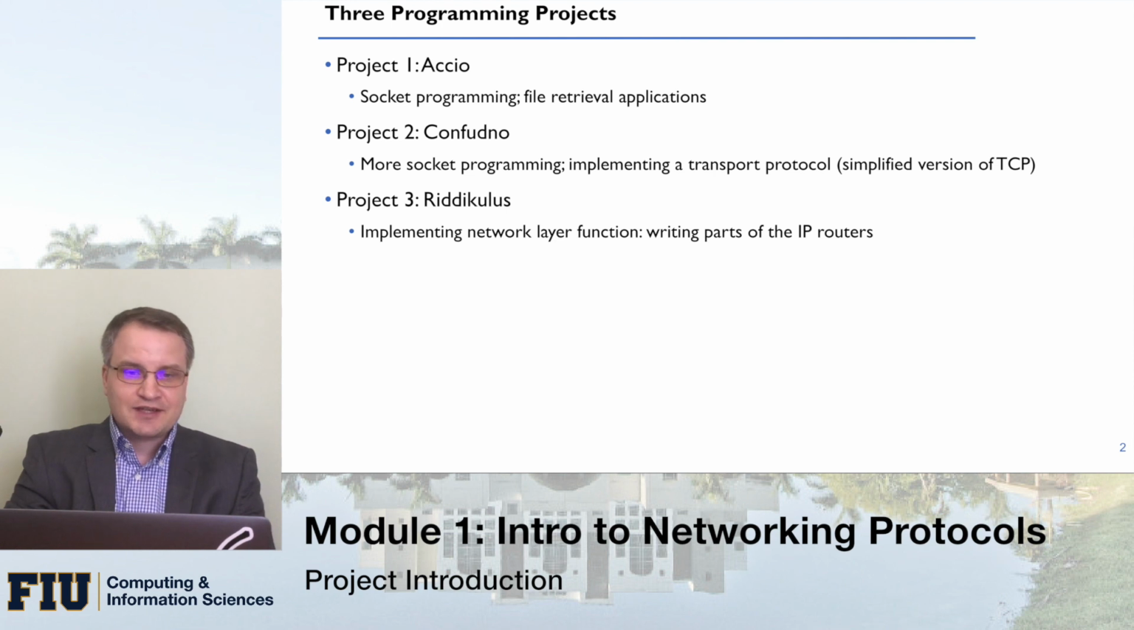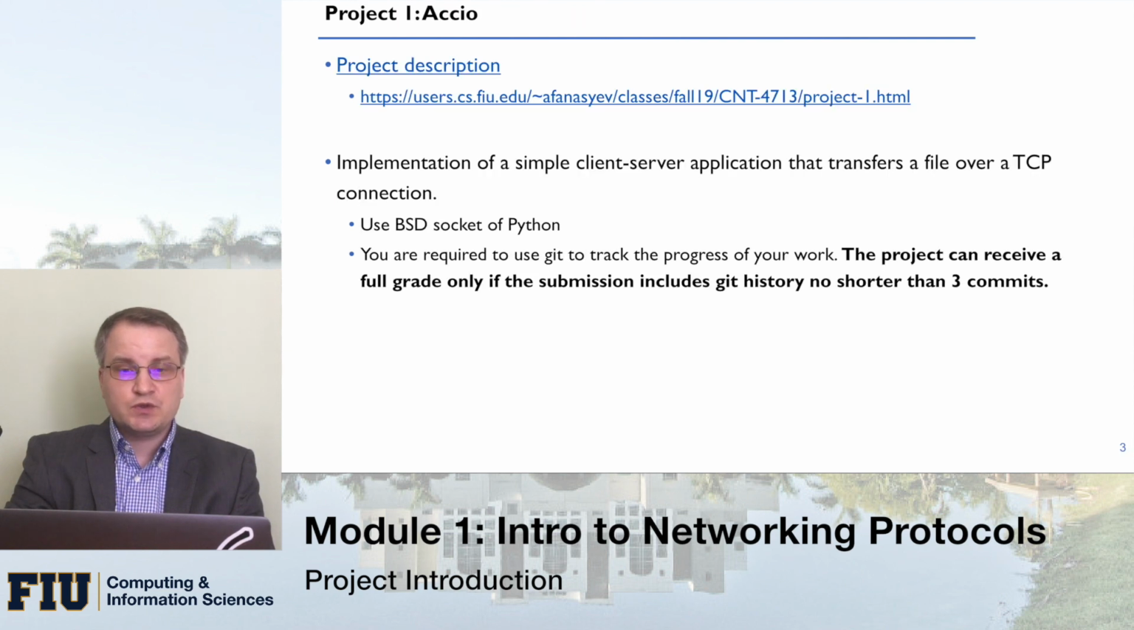Project 2, I call it Confondo, is a little more socket programming, but at a slightly different level. In this one, you're going to learn more about the transport layer protocol, because what you're going to be doing is implementing some version of TCP, a transport layer protocol. And finally, the last project, Ridiculous, is probably, at least for me, more interesting. In this one, you're going to be writing a router, or some parts of a router. But just to give you a few more details of the project.